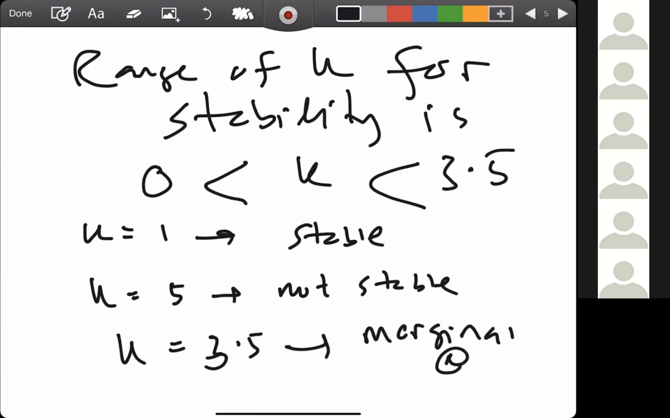Marginal. Tak faham lagi lah tu konsep. Okay, so please understand the concepts, right? So now we want to find the crossings between the root locus and the imaginary axis. Therefore, we know the K critical, or we call it K crit.